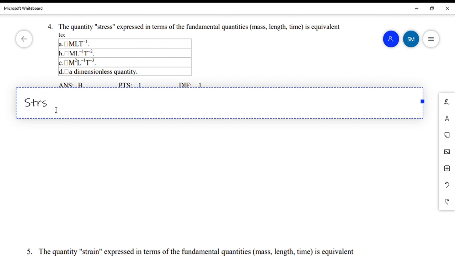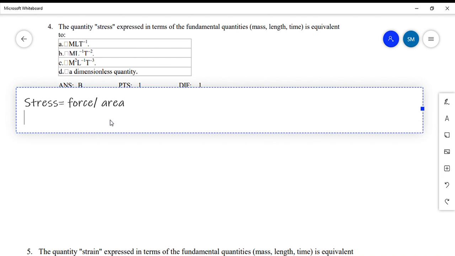Stress, as we know, is equal to force over area. Very simple rule. If we want to know the dimensional formula for the stress, first we have to know the dimensional formula for the force and the dimensional formula for the area. Dimensional formula for the area is very clear. It is equal to L power 2, or L square.